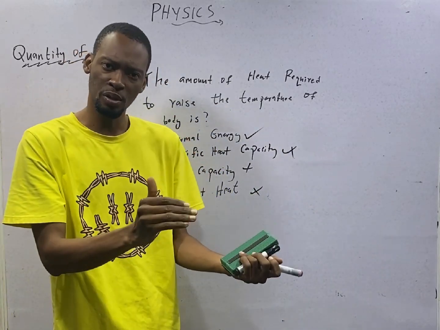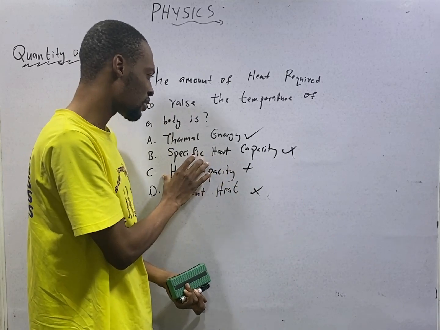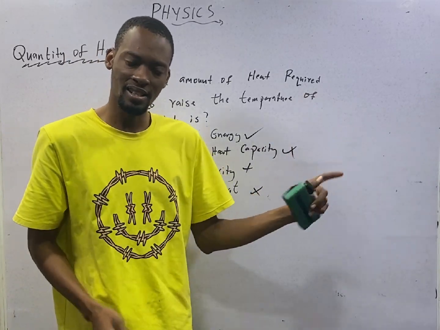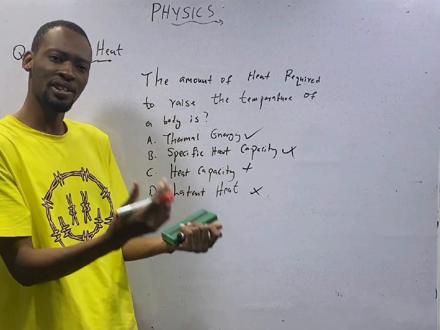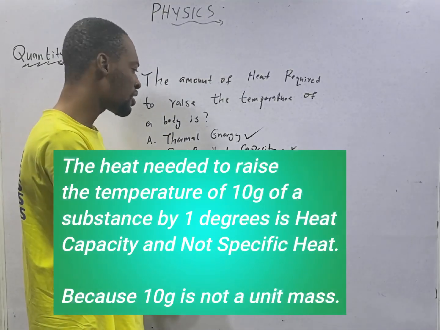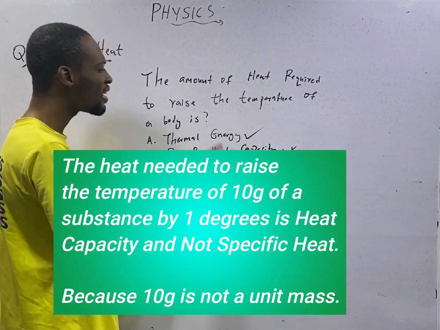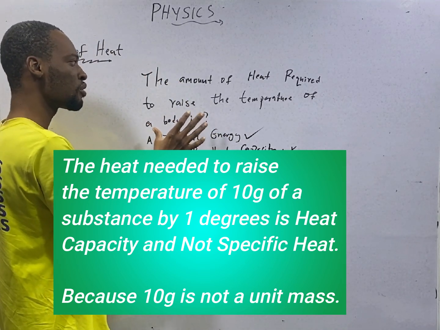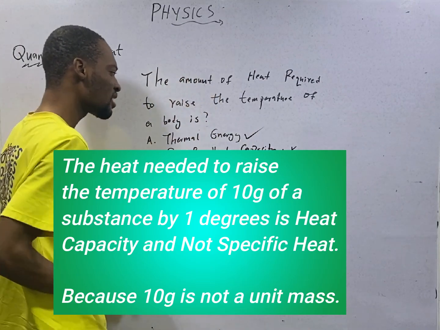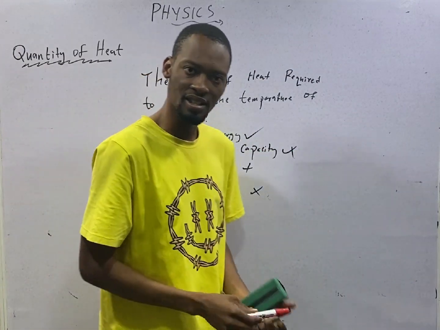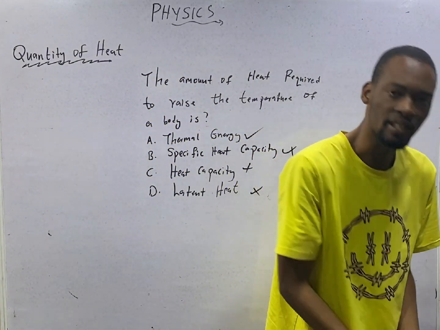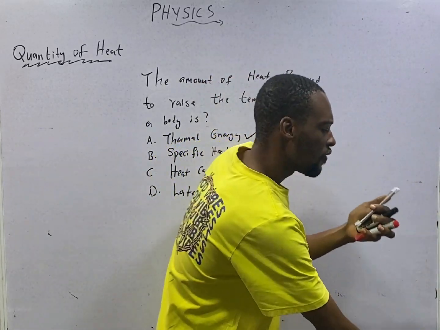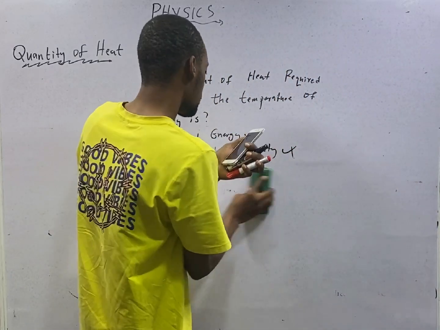So when you hear temperature, you know that it is heat capacity. Now when you hear or see temperature and mass, unit mass by 1 degree, then you are talking about specific heat capacity. Here, they did not mention mass, they did not mention temperature. So when you see a plain question like this, it is thermal energy. Take note of that.